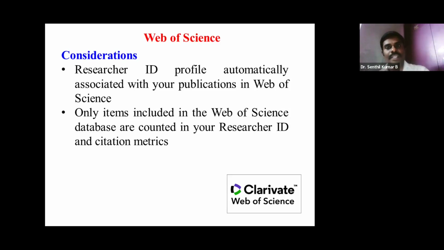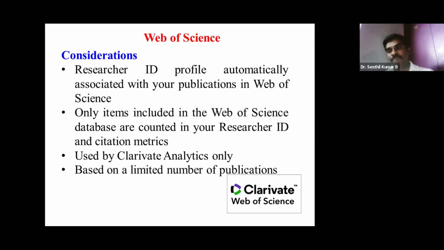They give a Scopus ID, and these people will give a researcher ID. They also give citations only from the Scopus journals, and these people will give the citations only from Web of Science. So both are two different tracks, and you have to have the accounts. If you are publishing in Scopus, automatically you'll have your account. And in Web of Science also, you can create your account, and all your publications will be added to this. And this is used by Clarivate Analytics only, and is based on a limited number of publications.